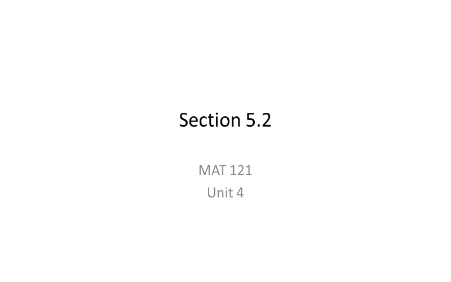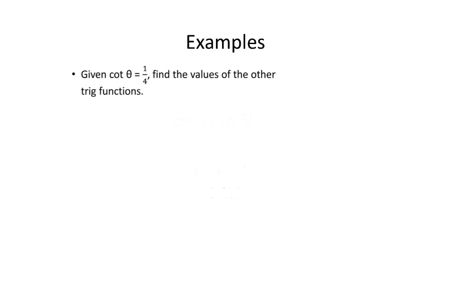In section 5.2, we're going to continue our discussion of trig functions. We've got some different types of examples. Our first one, we have cotangent of theta is equal to 1/4. We want the values of the other trig functions. Well, remember that cotangent is 1 over tangent. So it's tangent flipped over.